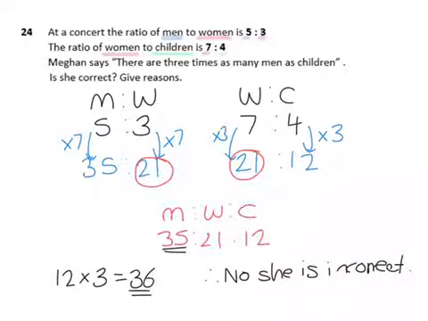Okay, obviously we could explain further if we wanted to and say that actually there are less men than 3 times the number of children.